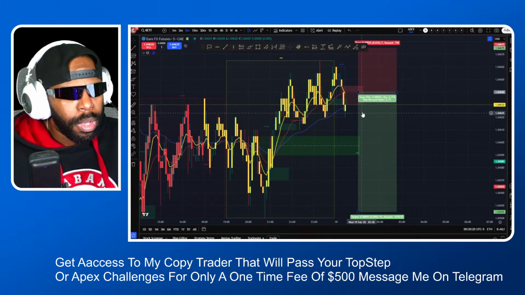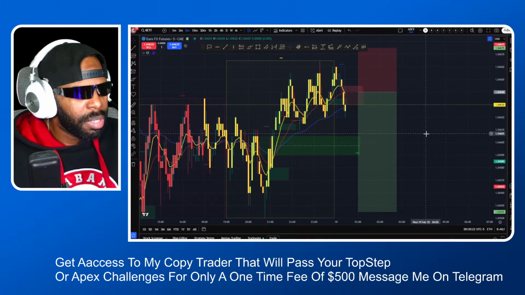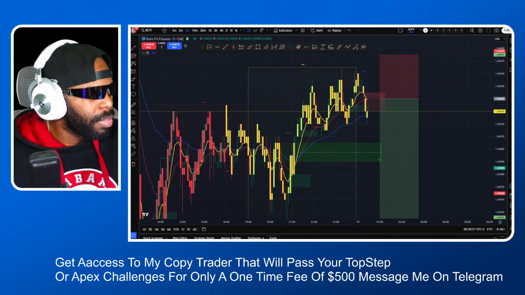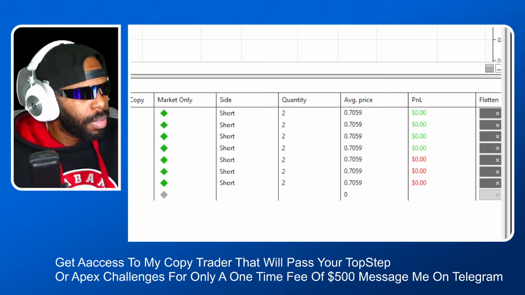Like I said, I'm not going to take this trade because I'm already in trades right now. I'm in 8 trades right now at the moment.